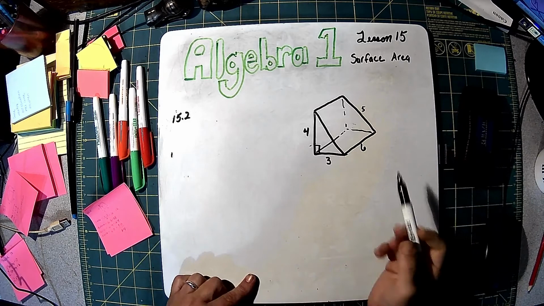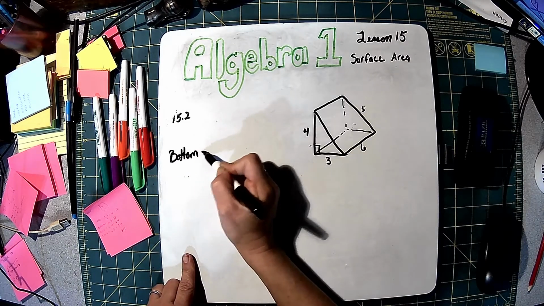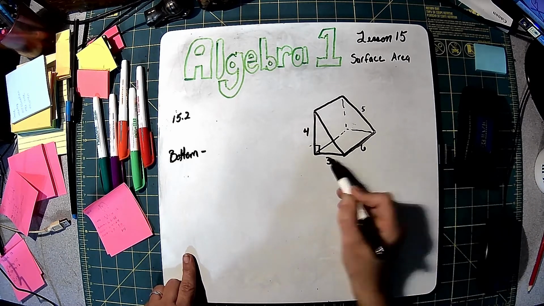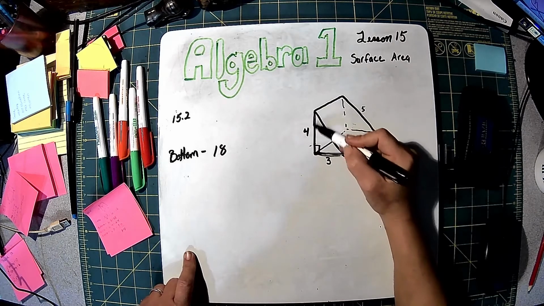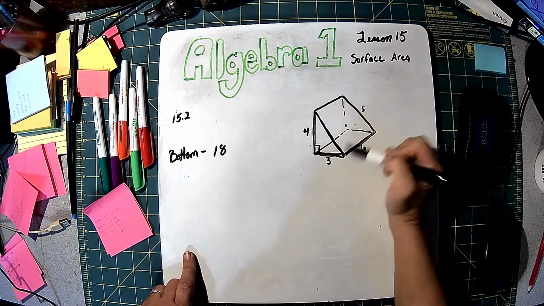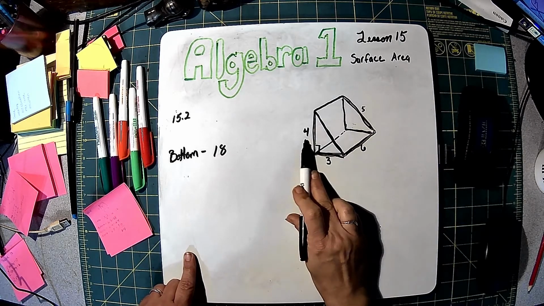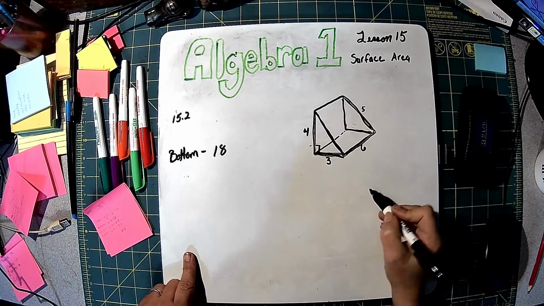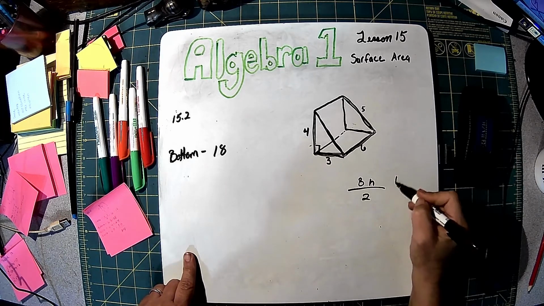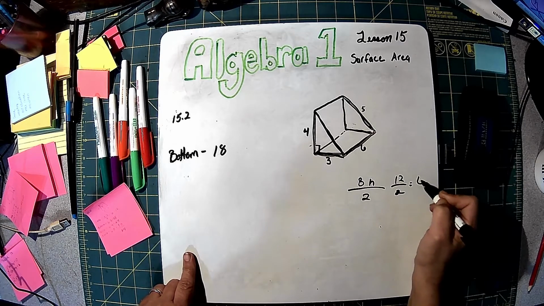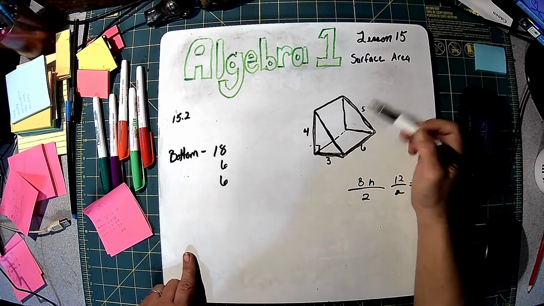Okay. Alright, so first we're going to do our bottom, and that will be 6 by 3. 6 times 3 is 18. Okay, let's do our 2 triangle pieces. So there and there. We're going to have 2 that are the same. To figure these out, we have to do 3 times 4 divided by 2. Remember, because it's base times height divided by 2. So 3 times 4 is 12 divided by 2, which would be 6. And we need 2 of those, 6 and 6, because we have one here and one there.